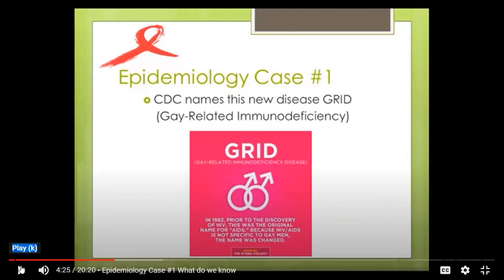So you see, with another study they changed their mind. Okay, so it is not related only to homosexuality. It is related to any kind of other immunodeficiency status as well, and they changed the name into what we know as today's HIV and AIDS epidemic.